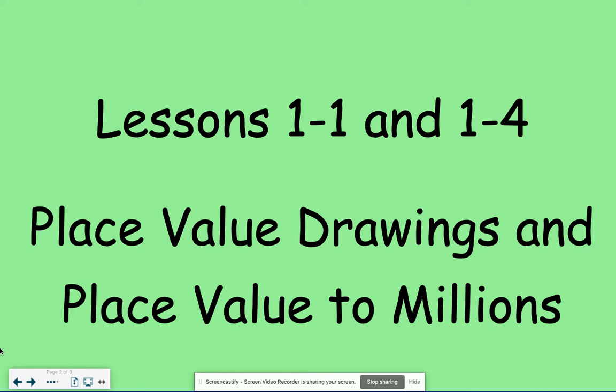The reason we're combining these lessons is they kind of talk about the same items. 1-1 is a review from third grade with place value, and 1-4 gets into a little bit more of place value. In third grade, you went to the thousands. This year, we're going to go to the millions. So we're going to work on place value drawings and place value to millions.